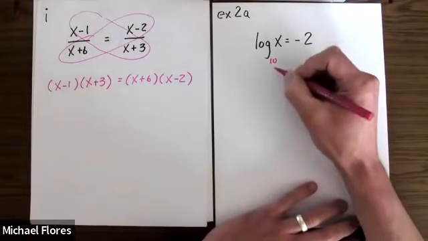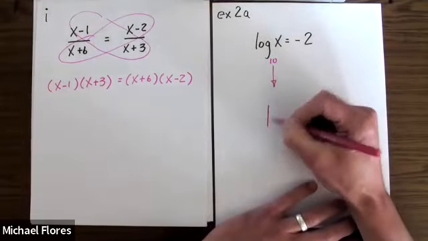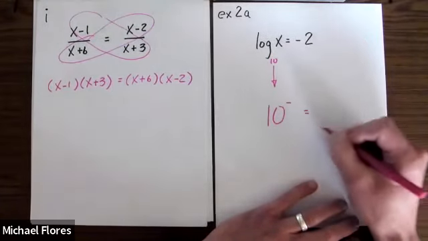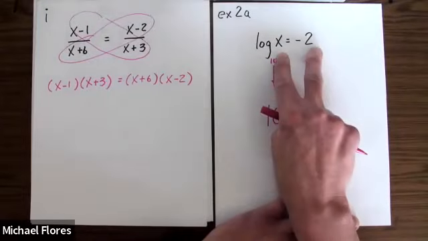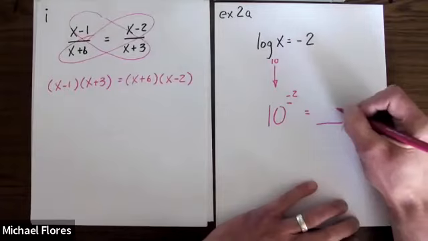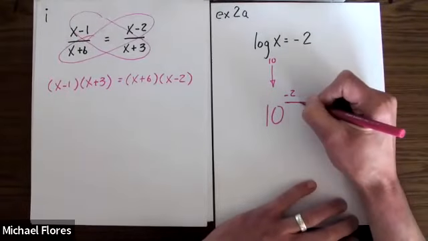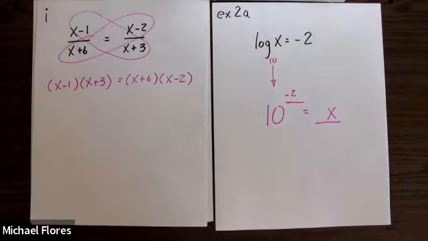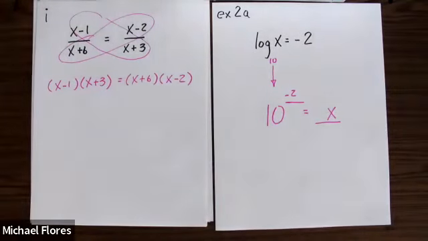So that would be, here we have base 10. It's still going to be the base when we convert to exponential form. These two terms are going to switch sides of the equal sign. Negative 2, x. I'm just putting a blank here to show you that we have to fill that space. So we have 10 to the negative second power is equal to x.